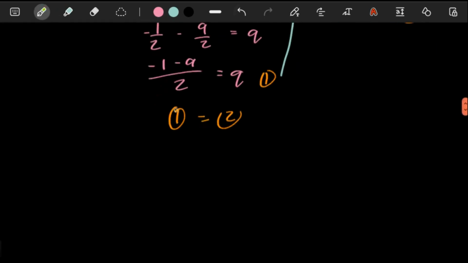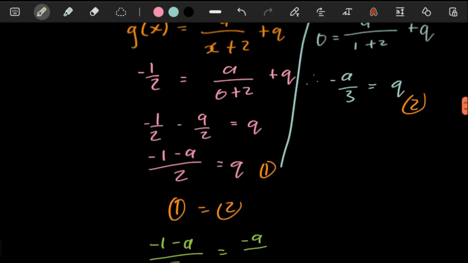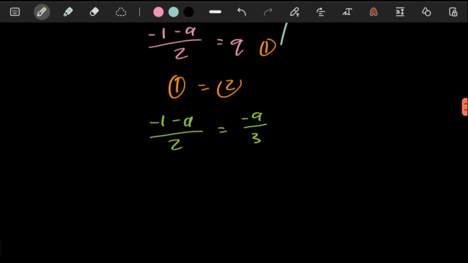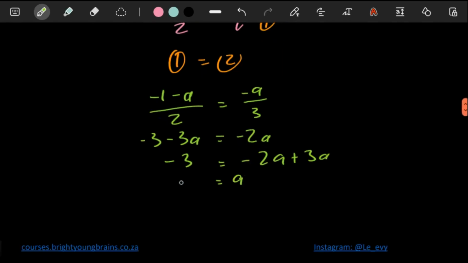Let's see here. This is just -1 minus a over 2 equal to -a over 3. And then let's just cross multiply. So we're going to have -2a. 3 times this is like -3 minus 3a, if you multiply 3 times this whole thing here. Okay, everything on one side that has a, so it's going to be plus 3a here, -3. This is going to give you a positive 1a, right? And then a is -3.